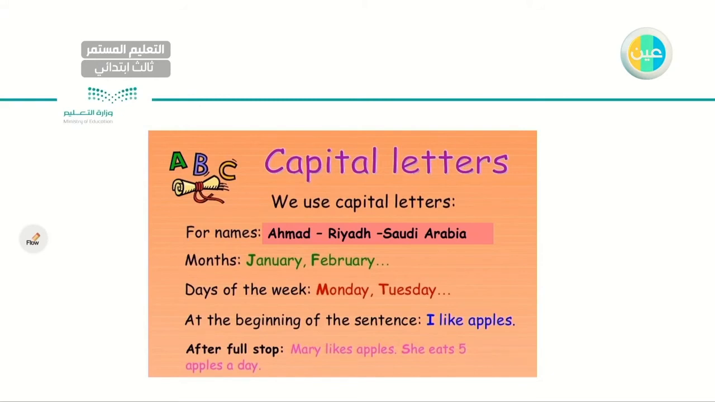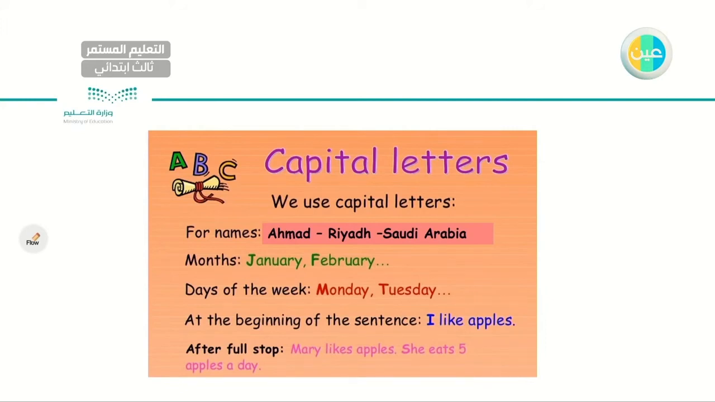We use capital letters for names. Ahmed, it starts with capital A. Riyadh, Saudi Arabia, the names of the street, the cities, the malls, it starts with a capital letter. Very good. Next one I have months. January, February, Ramadan, Shawwal start with the first letters capital.